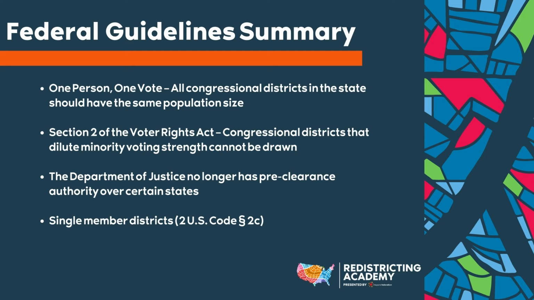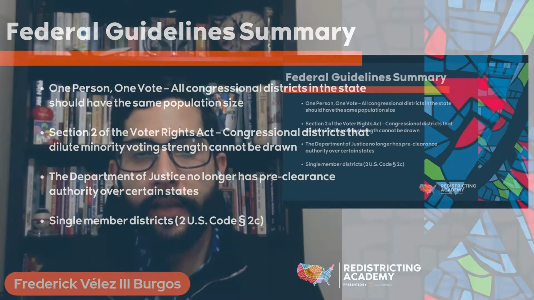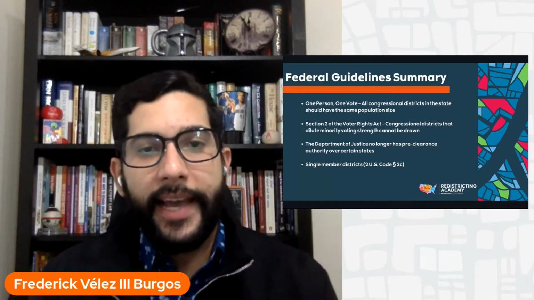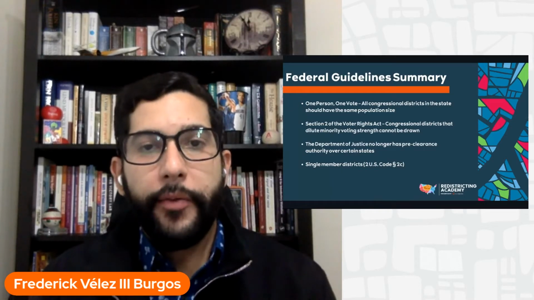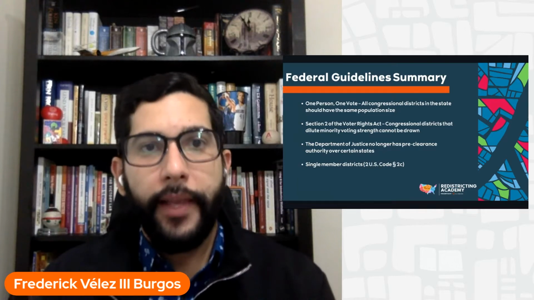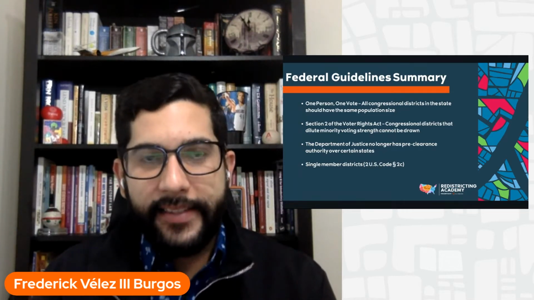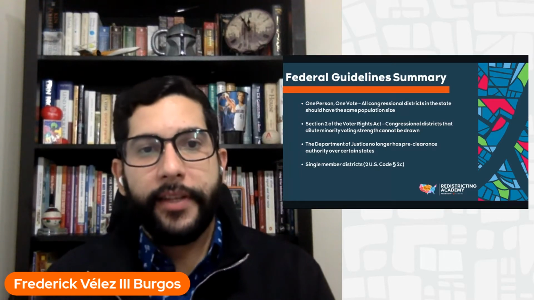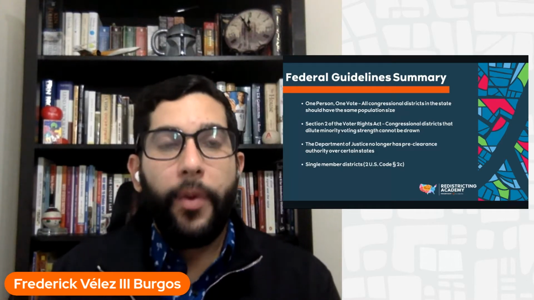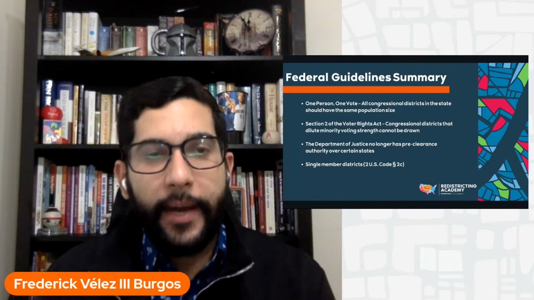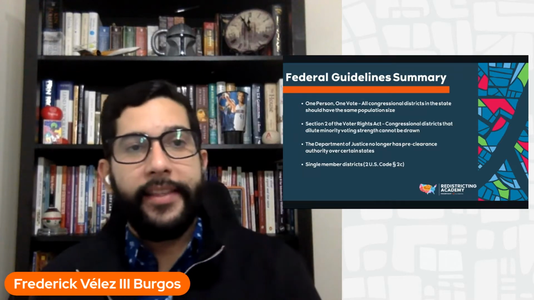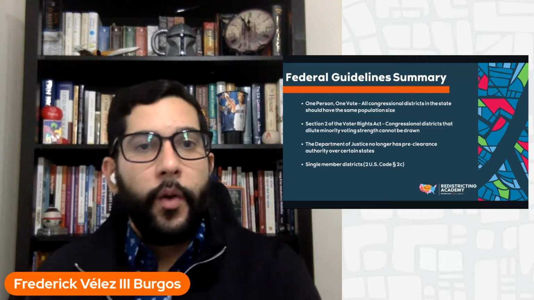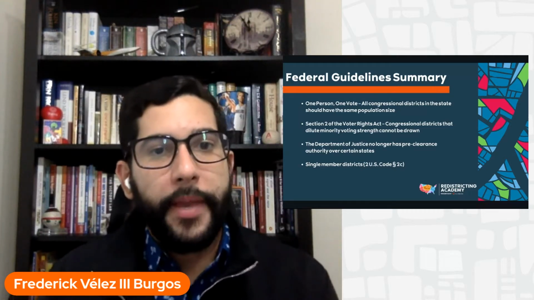The first one is the one person, one vote rule. What that basically says is that all congressional districts within a state should have the same population size. So let's use the state of Montana as an example. Montana has 2 congressional seats. If we were to look at their population and let's say that it's 1.2 million, you're supposed to have 600,000 people per congressional district. Again, you want congressional districts in the state that have the same population size. What we can't do is have in Montana one district that's, for example, 1 million people and the other 200,000 people, because one representative is going to be representing way more people than the other.